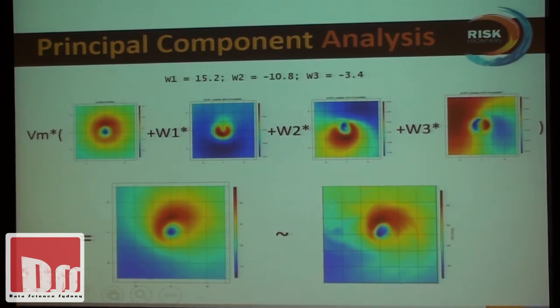It is a model of 3 parameters. If you give me the values of W1, W2, and W3, I can reconstruct a wind field. I'll take the mean, add W1 times the first PCA, W2 times the second, W3 times the third, then multiply by the VM because everything was normalized, and I'll get a wind field that will be very close to the actual wind field, provided I've got the good values of W1, W2, and W3.